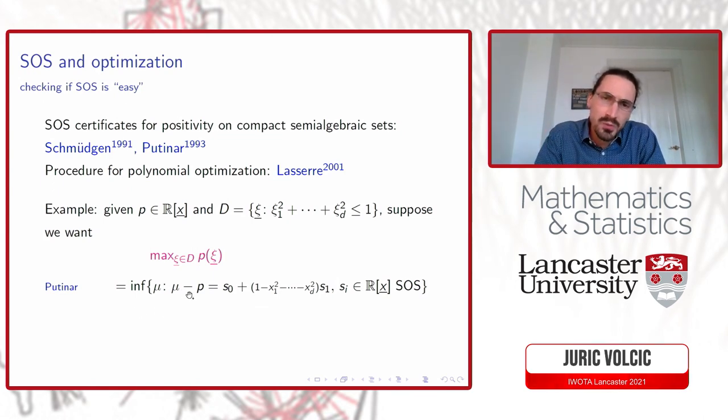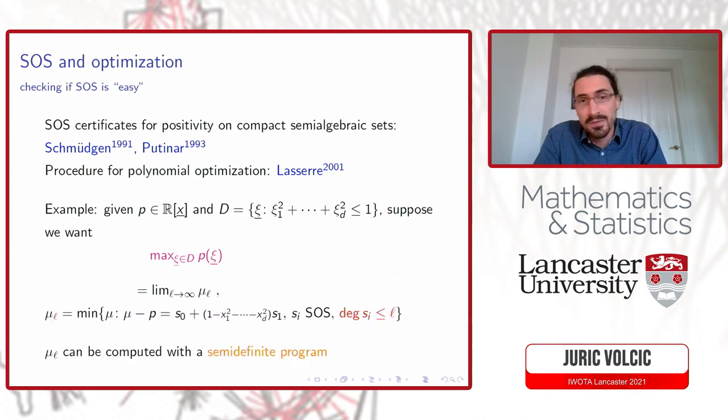If I can write mu minus p in such a way, that means mu minus p is non-negative on D, because both of the terms are non-negative on D, right? So we have now translated this maximization over D into trying to write mu minus p in terms of sums of squares.